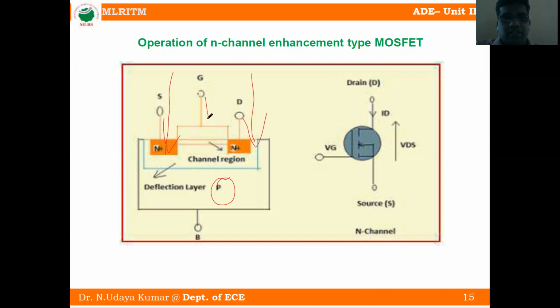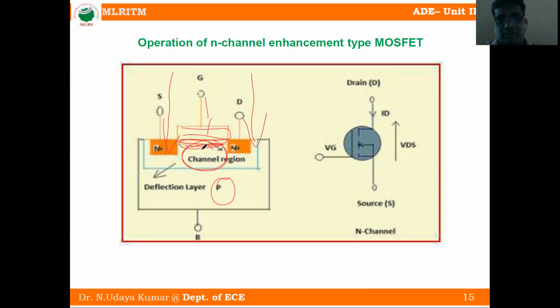Here this terminal, this metal, we call it aluminum metal. Below this metal is an oxide layer, a silicon dioxide layer. In between N plus and N plus, there is a gap. We call it the N channel region. So this is the description. This is the respective symbol.